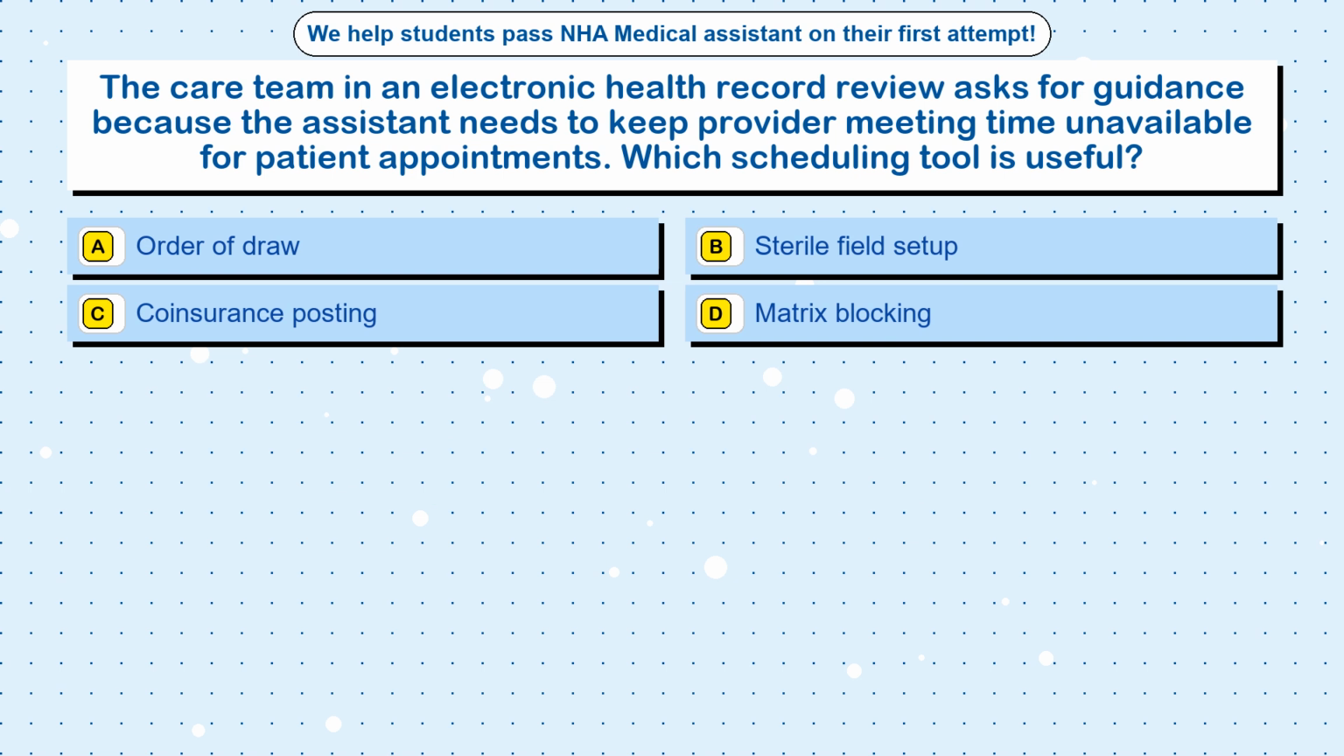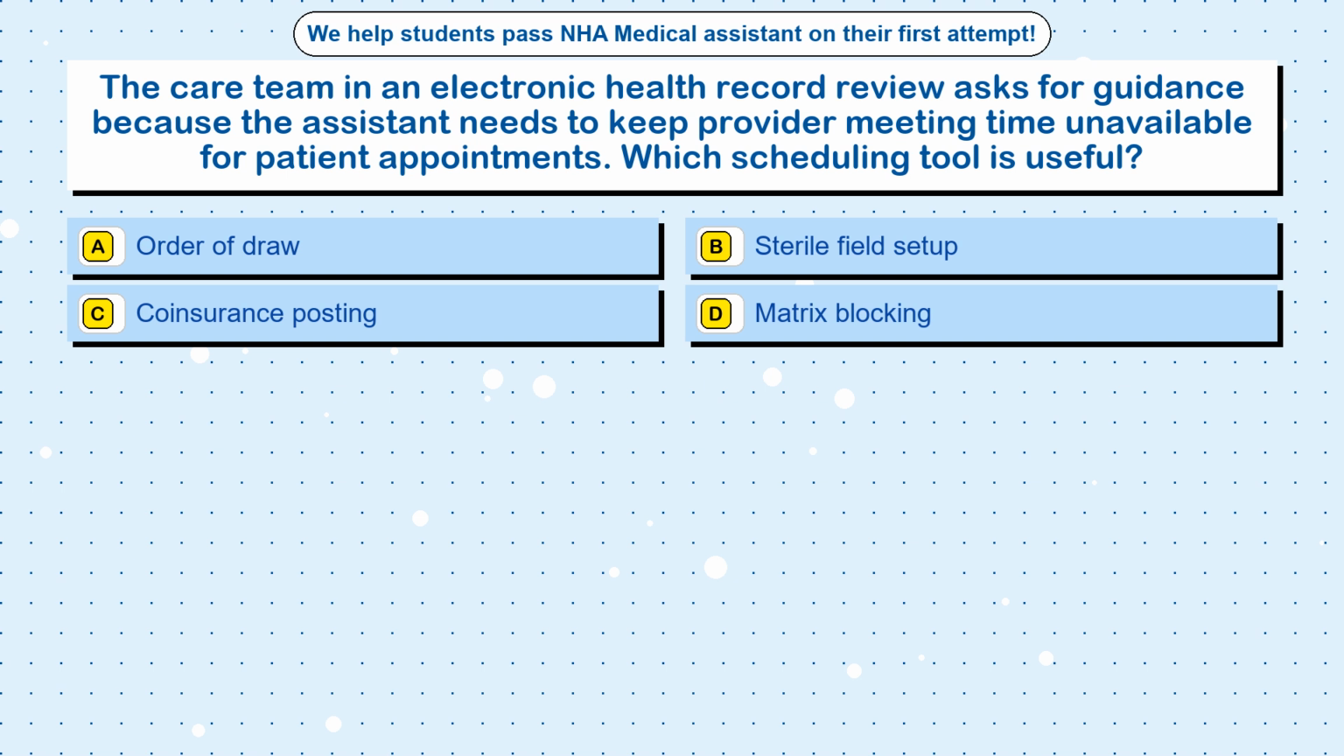Question 4. The care team in an electronic health record review asks for guidance because the assistant needs to keep provider meeting time unavailable for patient appointments. Which scheduling tool is useful? Option A. Order of draw. Option B. Sterile field setup. Option C. Coinsurance posting. Option D.